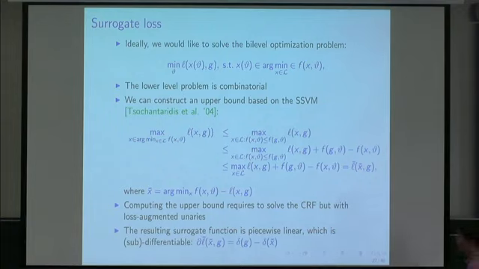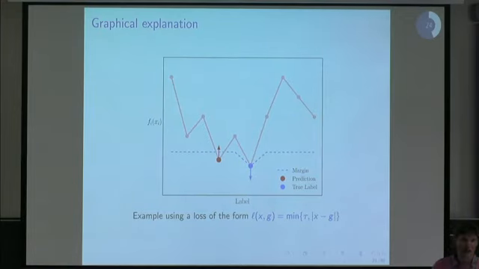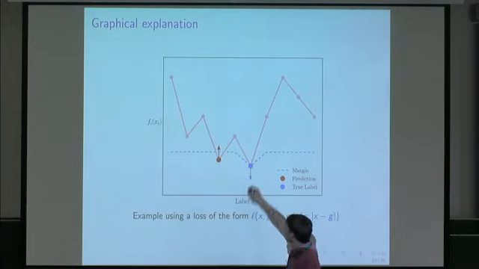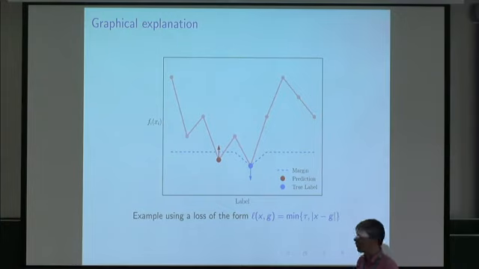So it means computing the upper bound requires to solve this CRF with loss augmented unaries. So I have also a figure for that. So for example, this is our function for which we want to compute the minimum. Just computing the inference would give us this solution here, but now we augment it by the loss, so we subtract our loss. The loss in this case is truncated absolute. This is this dashed function here. And if you subtract it, the optimal solution is of course this red point here, because it lies below the loss function.